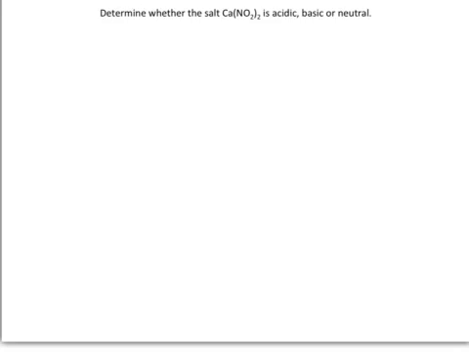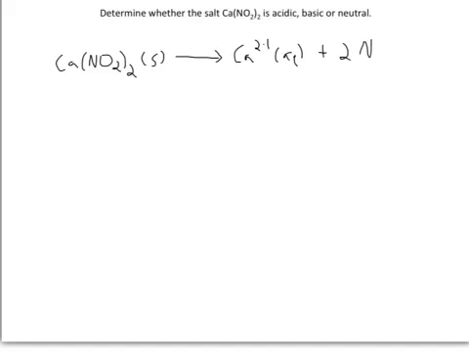Alright, so let's do another example. I want to know if calcium nitrite is acidic, basic, or neutral. So when calcium nitrite is dissolved in water, that will completely dissociate into calcium 2+ ions and nitrite ions. Alright, so to determine whether it's acidic, basic, or neutral, I know the cation will either be acidic or neutral. In the case of a metal cation, to determine that, I look at its hydroxide.